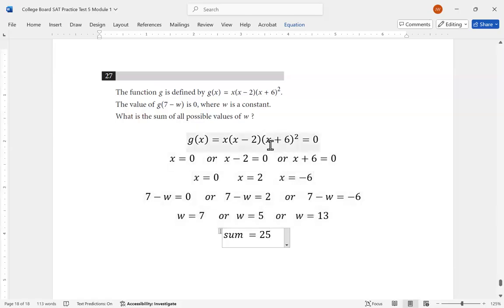By the way, the fact that x plus 6 is being squared doesn't mean I get a new x value, doesn't mean I get a new 0. It just means I have that 0 has multiplicity of 2. So that's just 1 0 that I have to count. So the answer here is 25. 7 plus 5 plus 13 becomes 25.